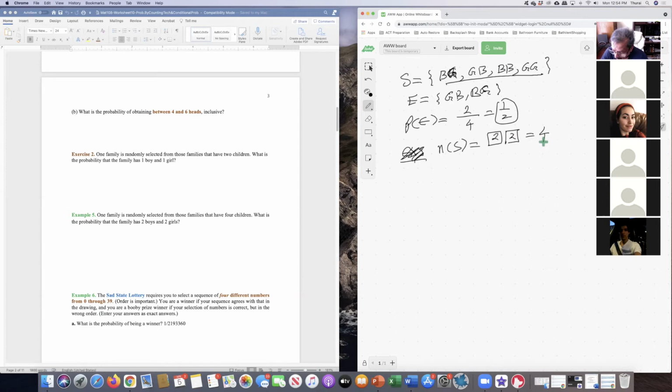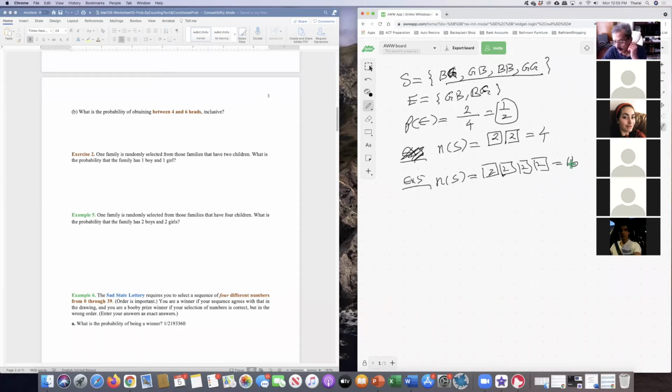So look at this example 5. And can you tell me how many elements are in the sample space? The number of elements in the sample space is 16. Okay, right, 16, because there are 4 boxes to fill with B's and G's, right? So 2 ways to do each one, and so 16 ways. So that's how many elements are in the sample space.